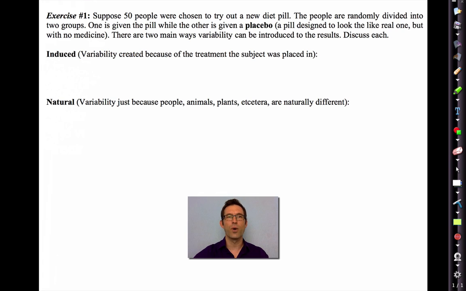Okay, exercise number 1. Suppose 50 people were chosen to try out a new diet pill. The people are randomly divided into two groups. One is given the pill, while the other is given a placebo. A placebo is a pill that is designed to look like the real one, but with no medicine in it. There are two main ways variability can be introduced. Discuss each. So pause and think about these, and if you need to, go back to look at our types of variability from lesson 1 in this unit.